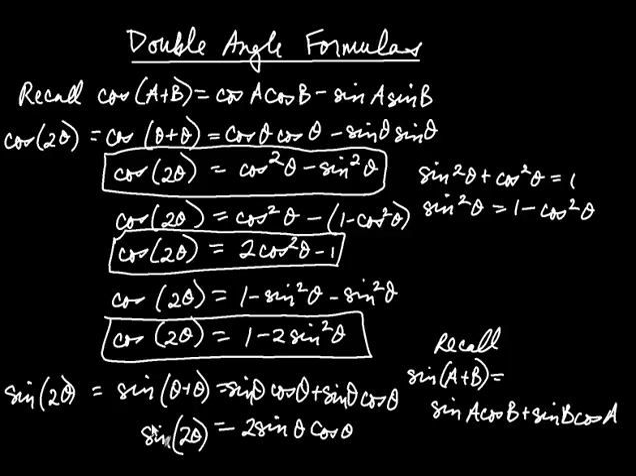So there's only this one form for the double angle formula for sine. So you have 3 forms for the double angle formula for cosine and just 1 for the double angle formula for sine. Now the question is, when can we use these? Let's go ahead and see some applications now.